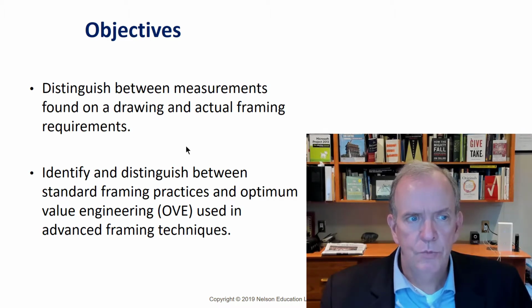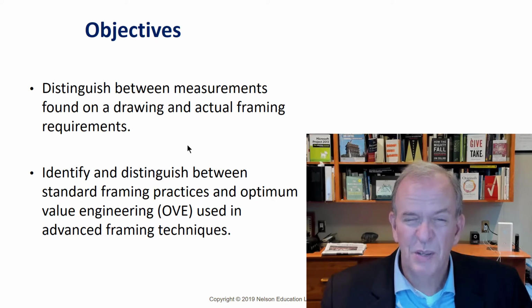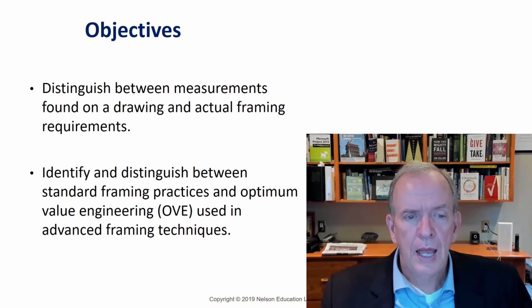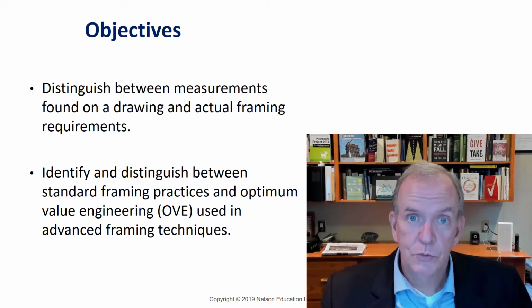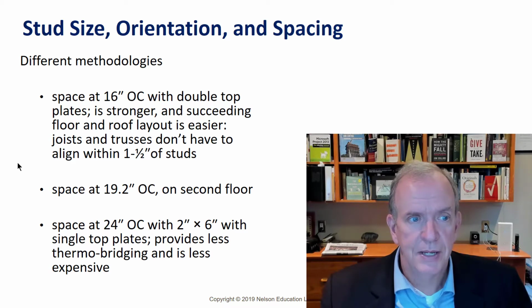All right, so some of the things that we're going to try to look at is understanding how some measurements differ from drawings and actual framing requirements, the building requirements, the constructability, and distinguishing what exactly optimum value engineering is and why we should do it, and we still don't do it as much as we should. We'll also be looking at a number of areas of wall framing and stud size, orientation, and spacing.